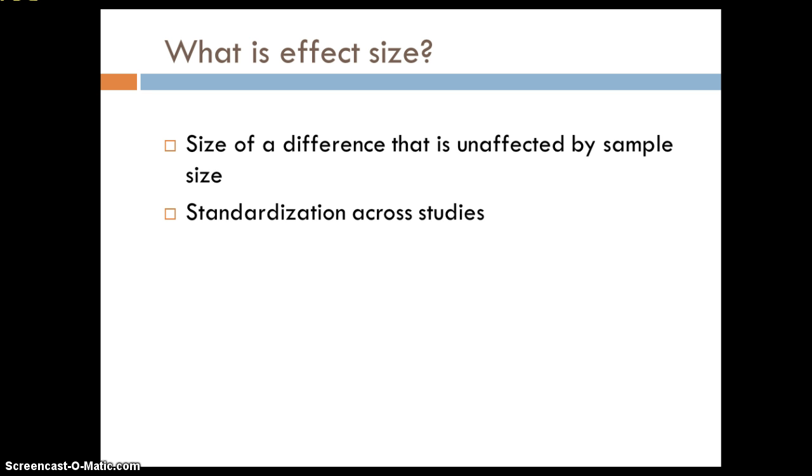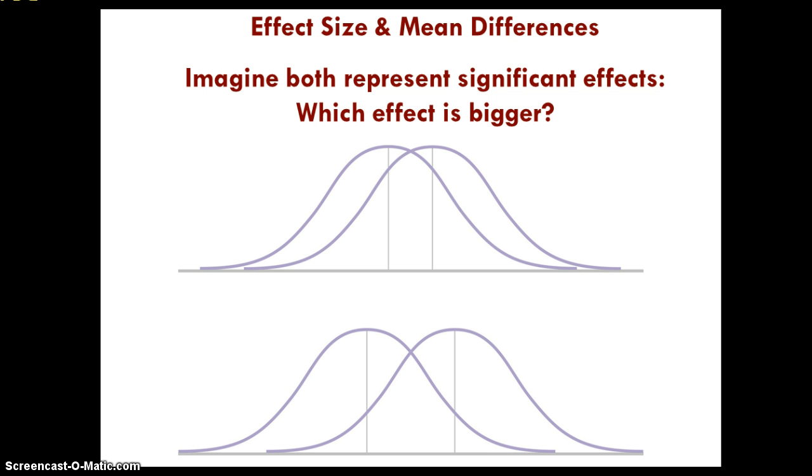So this brings us to what is an effect size. And it's basically a way for us to figure out what is the size of a difference that we have, and we can compare across studies. It's not affected by sample size, so we're really removing that part of sample size out of the equation, and it can give us a standardized way of looking at how big of a difference we're finding.